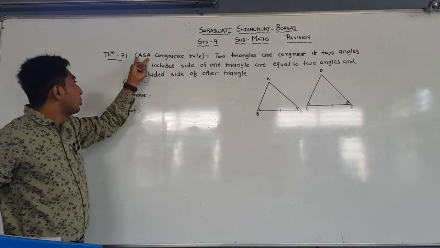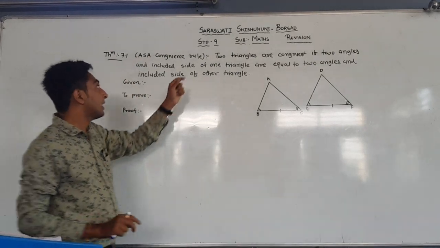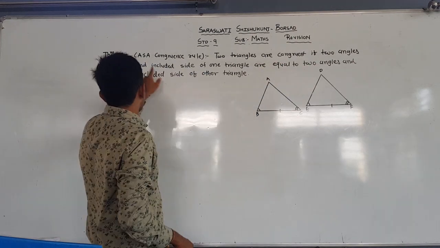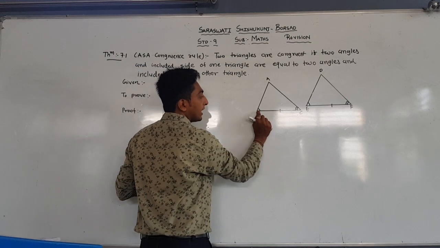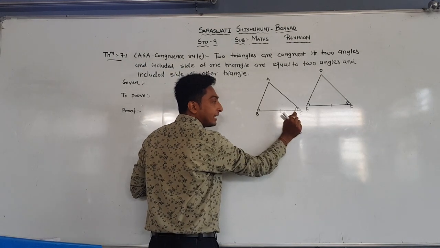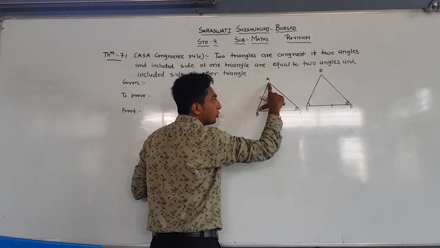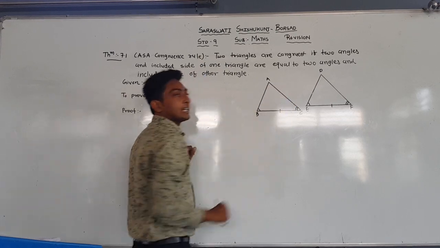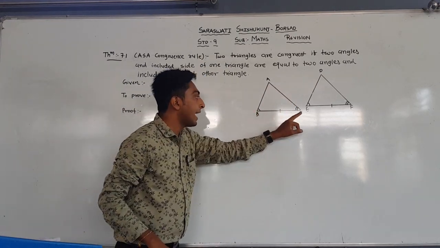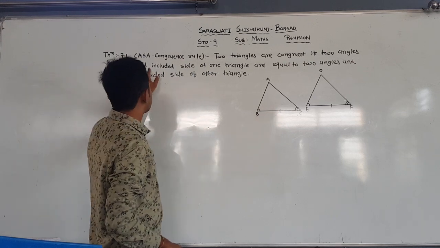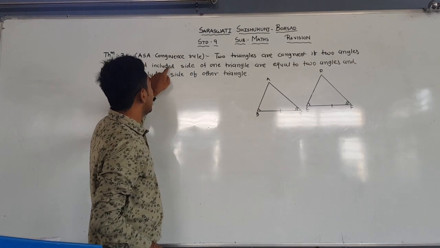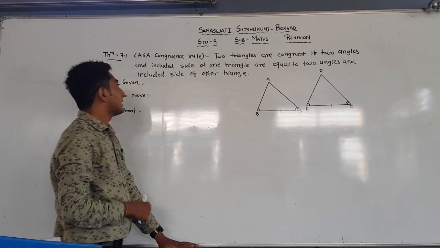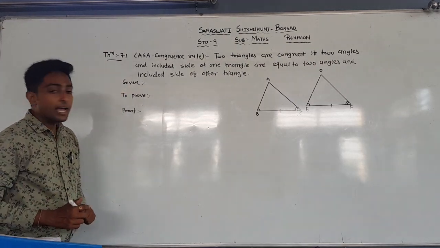Now we are taking two angles and one side. The statement is: two triangles are congruent if two angles and the included side are equal. If I am taking these two angles, the included side is this one. If I am taking angles A and C, the included side is this one. But if I am taking angles B and C, then their included side is BC. So the two angles and included side of one triangle are equal to two angles and their included side of the other triangle.